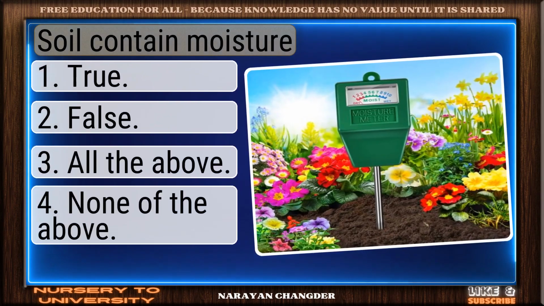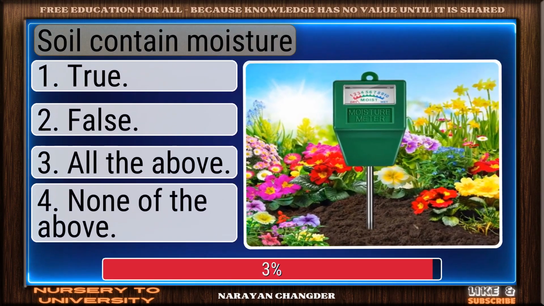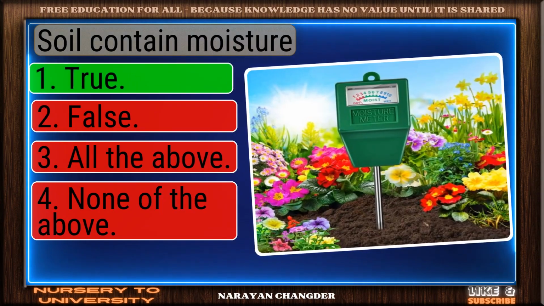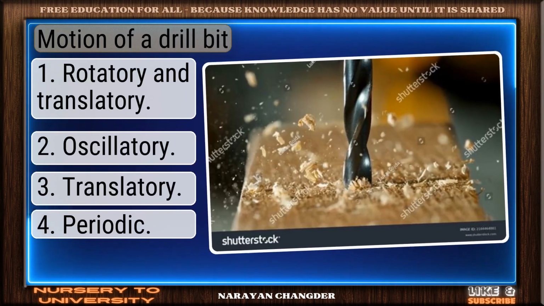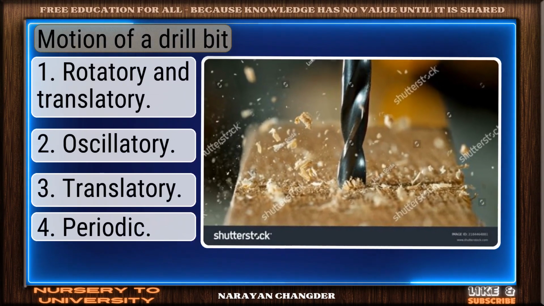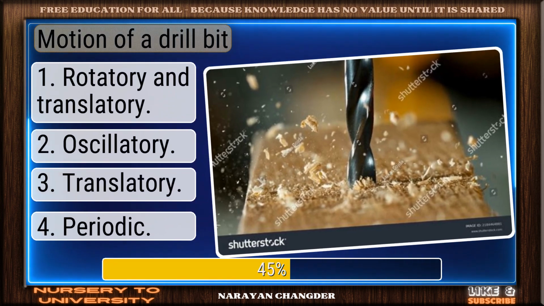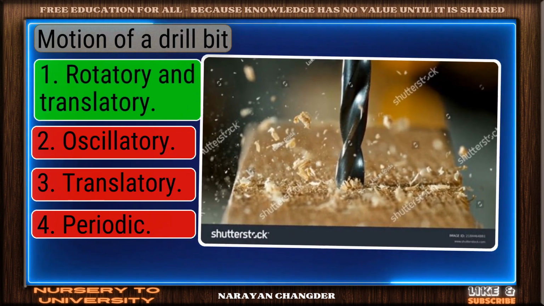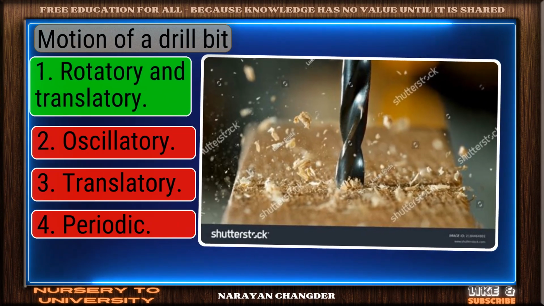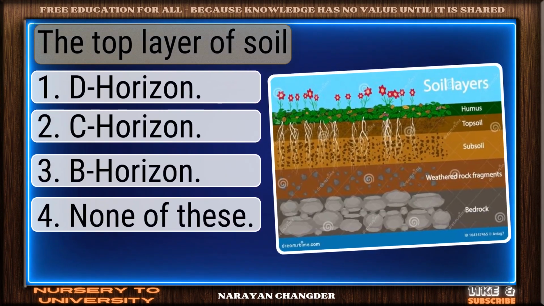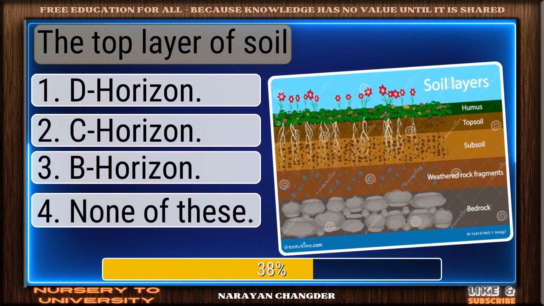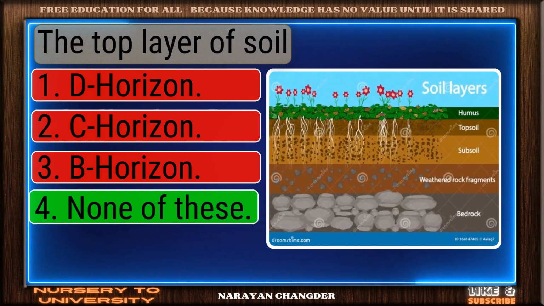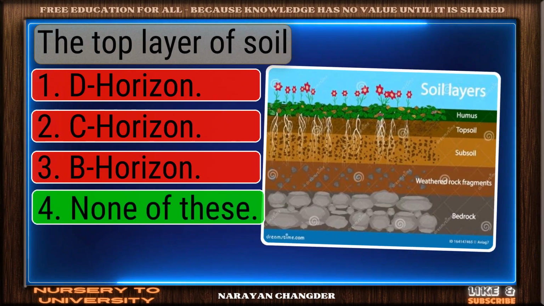Question number 267. Soil contain moisture. Solid response. True is a valid choice. Question number 268. Motion of a drill bit. You're right. Rotatory and translatory is the correct answer. Question number 269. The top layer of soil. Right choice. None of these is the best answer.